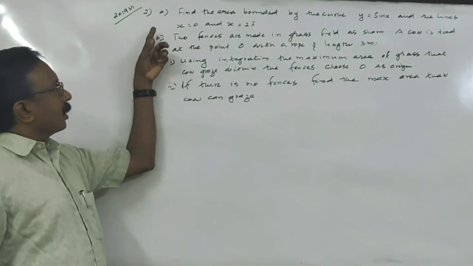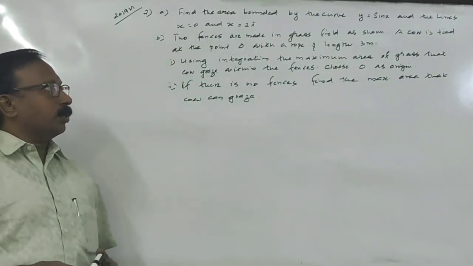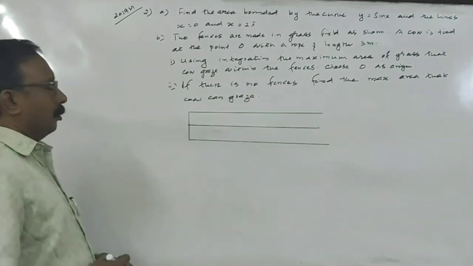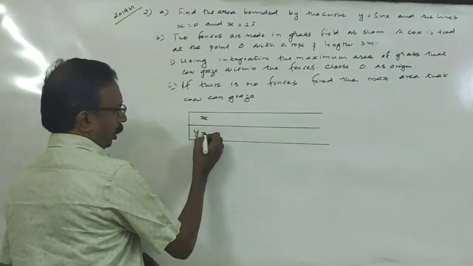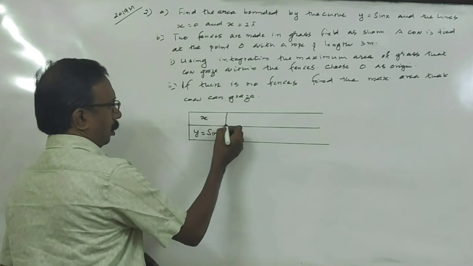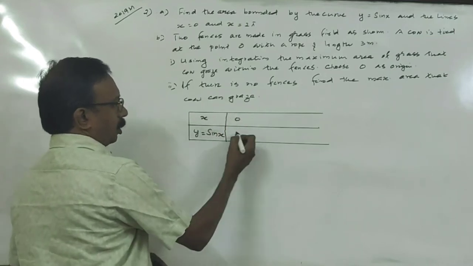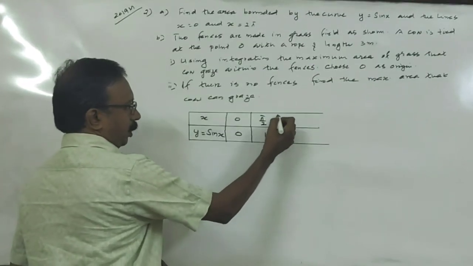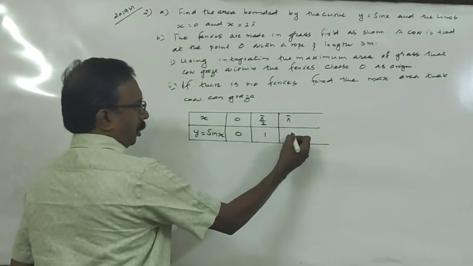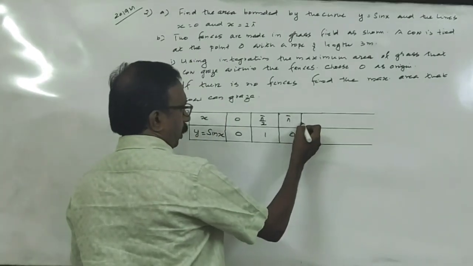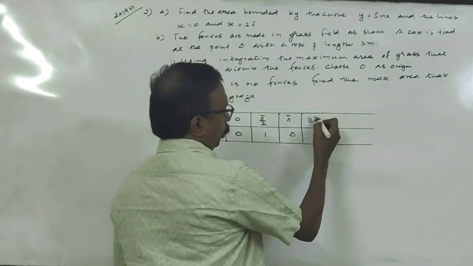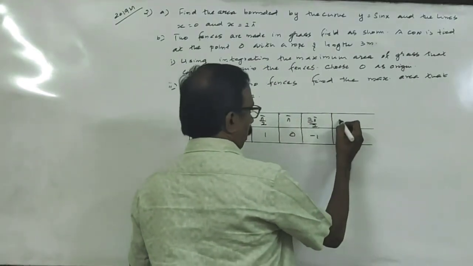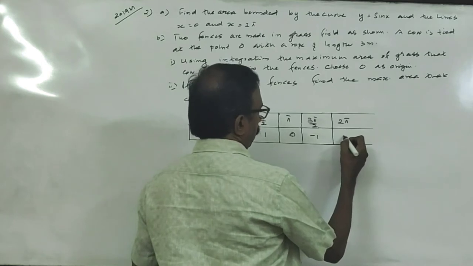In March 2019, the next question is: find the area bounded by the curve y = sin x and the lines x = 0 and x = 2 pi. Here y = sin x. When x = 0, sin 0 is 0. When x = pi by 2, sin pi by 2 is 1. When x = pi, sin pi is 0. When x = 3 pi by 2, sin 3 pi by 2 is minus 1. When x = 2 pi, sin 2 pi is 0.